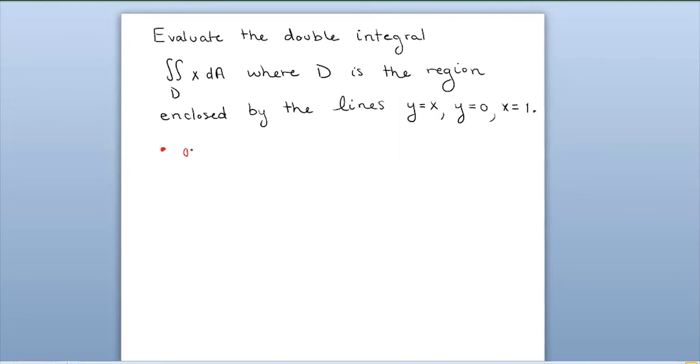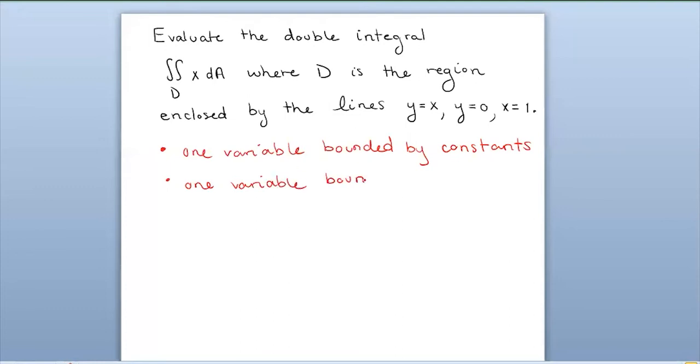And so here, one variable should end up being bounded by two constants. And then the other variable should be bounded by curves. So when we have a rectangular region, both variables are bounded by constants. But when we have a general region that involves a curve, one will be bounded by constants and the other is going to be bounded by curves.